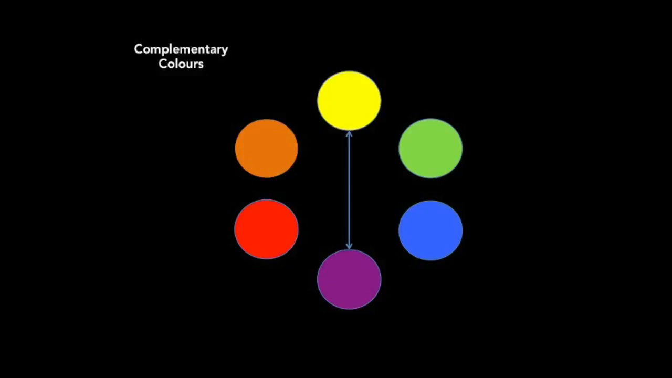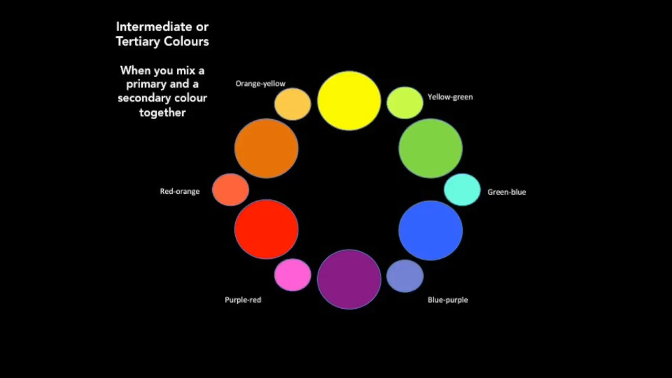Complementary colors are colors directly across from each other on the color wheel. Intermediate or tertiary colors are made when you mix a primary and a secondary color beside each other on the color wheel.